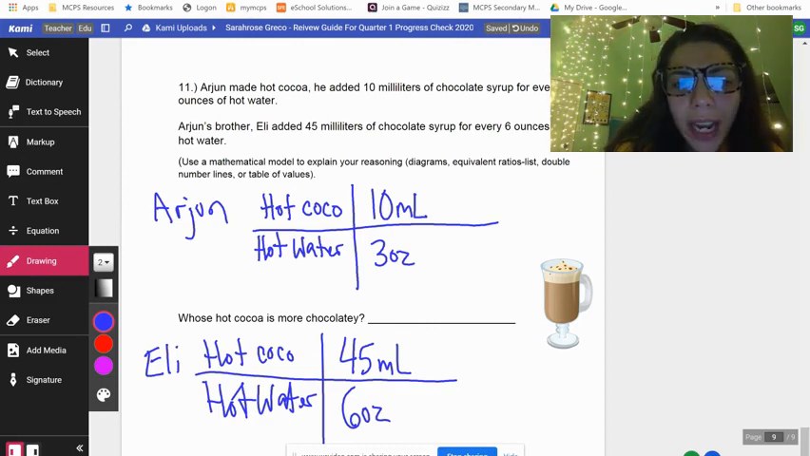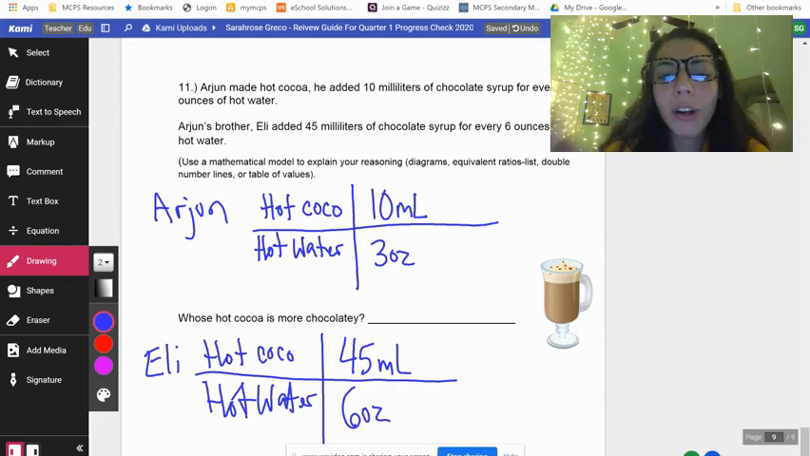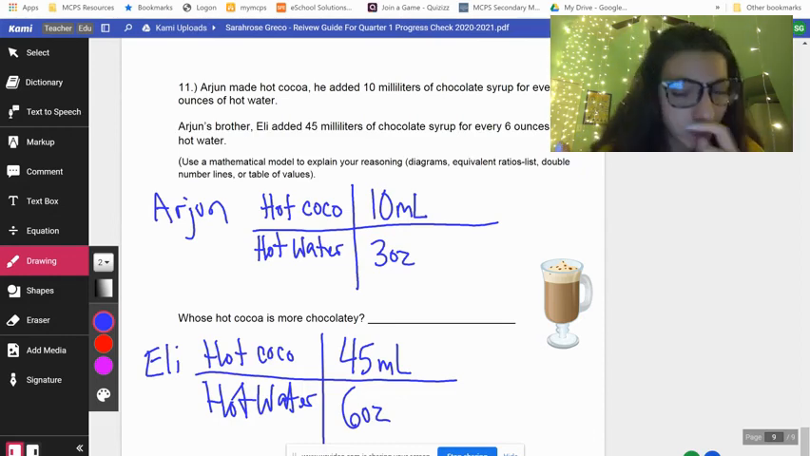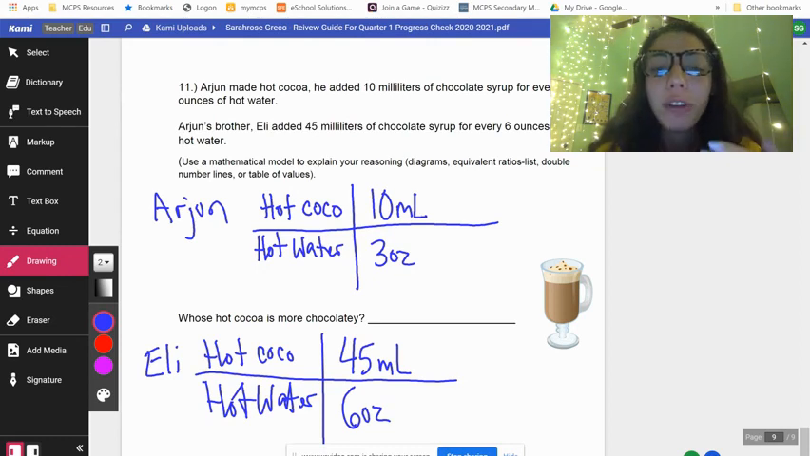So one thing I notice is if we look at Eli's, we want to compare the amount of water, right? So if we look at Arjan and Eli's, this isn't fair to make a quick decision because we're not looking at them as if they're both drinking from 3 ounces or 6 ounces. So we got to pick one, and we got to make sure that they're both drinking the same amount of hot water.